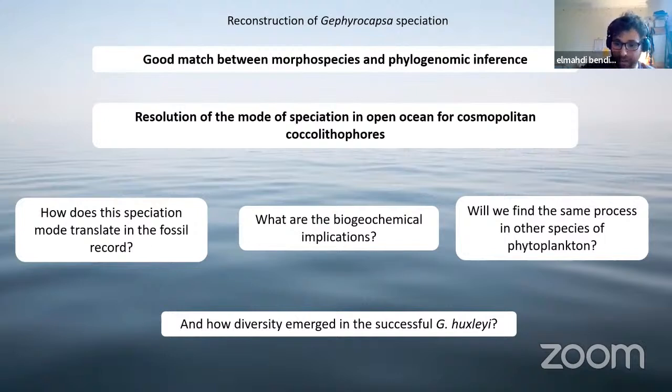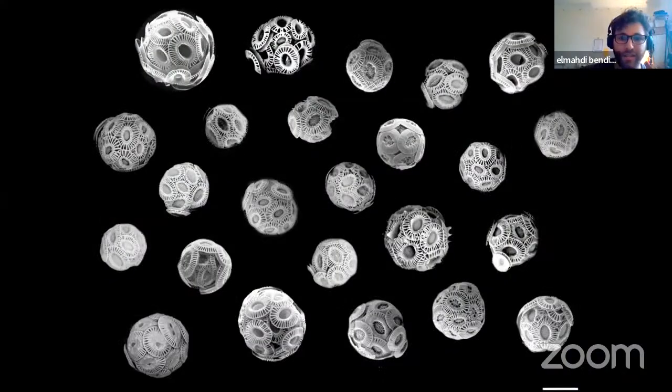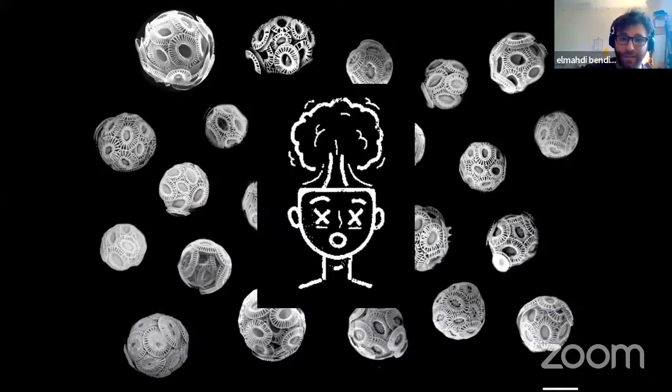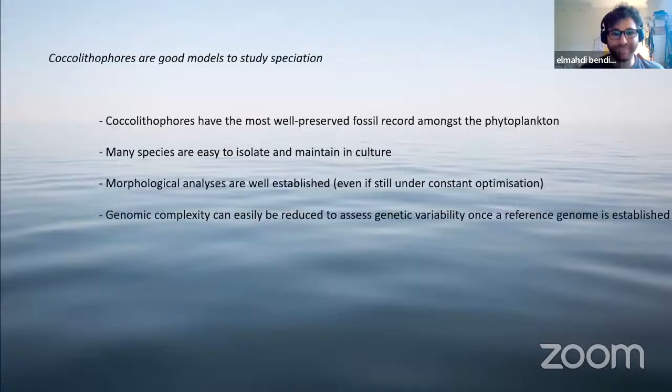And now one question that I'm really a fan of is how diversity emerged in the successful Jeffrey Kapsak sclerae. So we, in the nanoplankton community, I guess we all know a bit about that species. It's quite diverse, and it's coming soon.